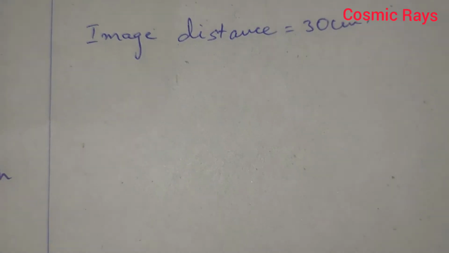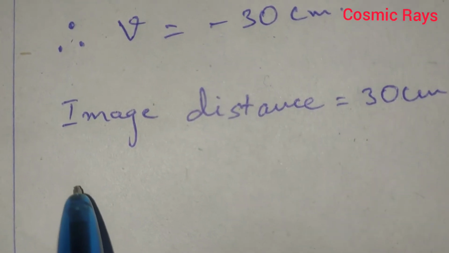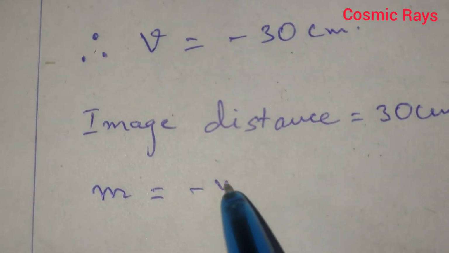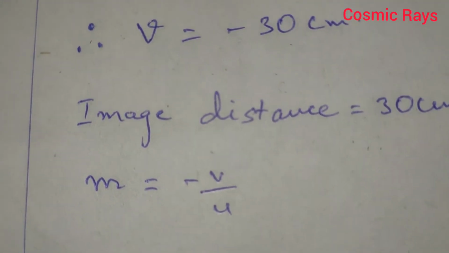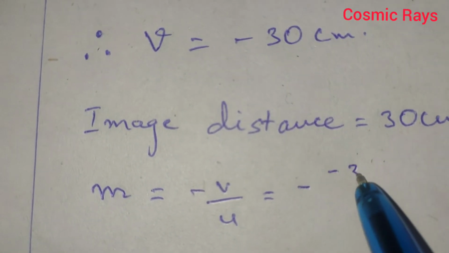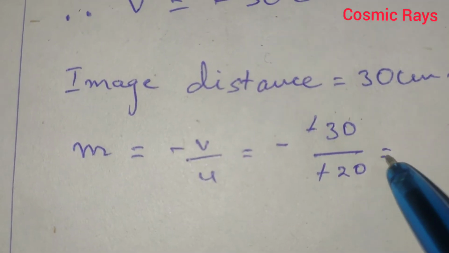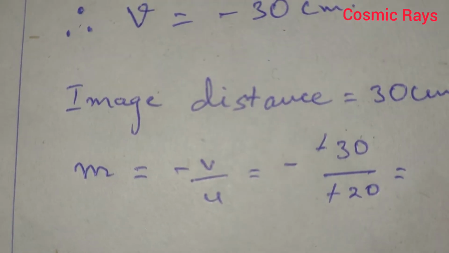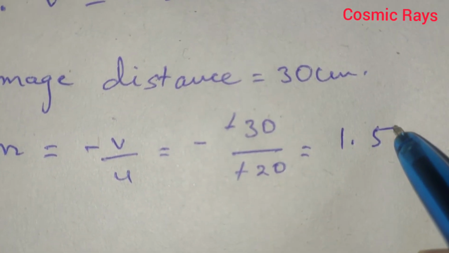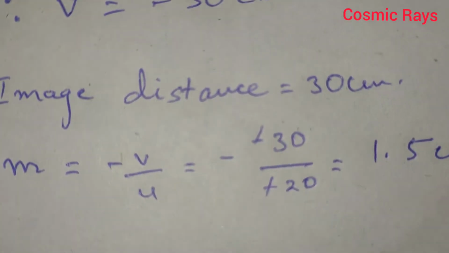So for size, we will use the formula for magnification. Magnification, as we know, is given as minus v upon u. So minus v is minus 30 and u is minus 20. So minus minus cancel out. We are left with 3 by 2, so we can write 1.5 centimeter.